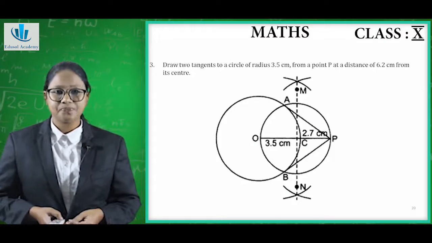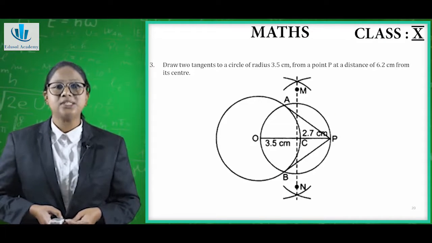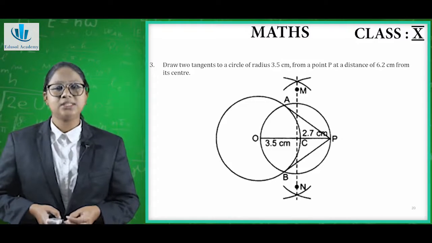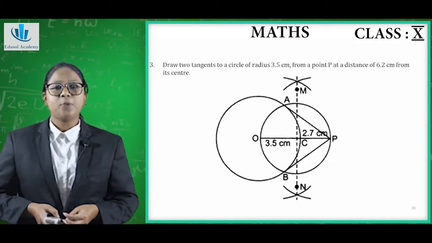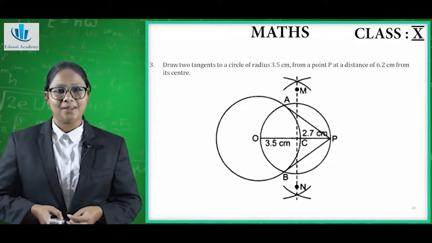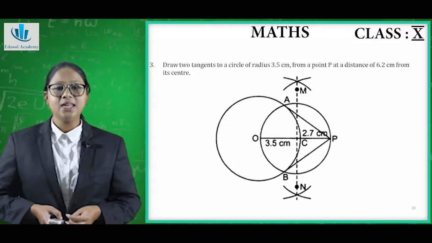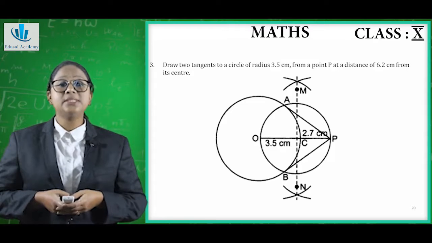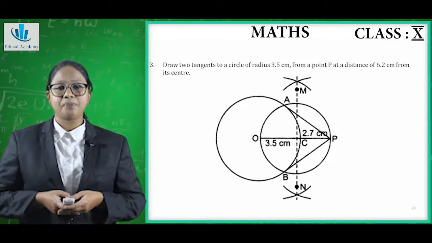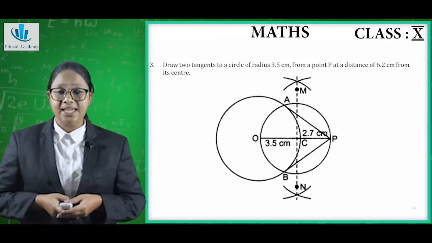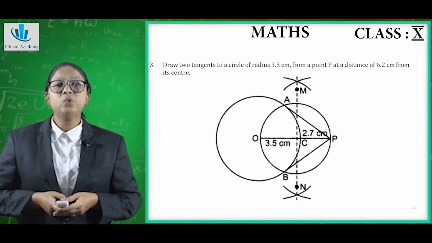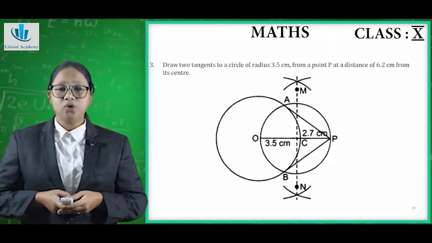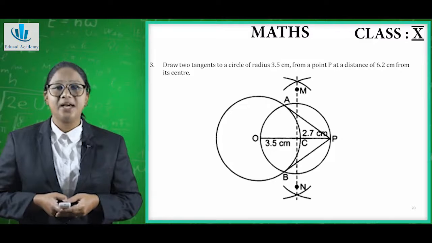Now the next question, draw 2 tangents to a circle of radius 3.5 centimeter from a point at a distance of 6.2 centimeter from the center. So let's begin with a circle with center O and radius 3.5 centimeter. Now locate a point P at a distance 6.2 centimeter from O. So OP is 6.2.